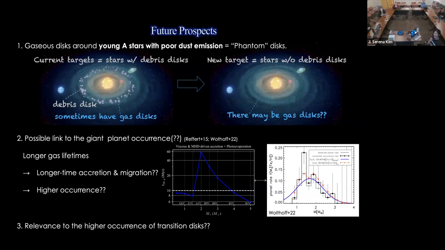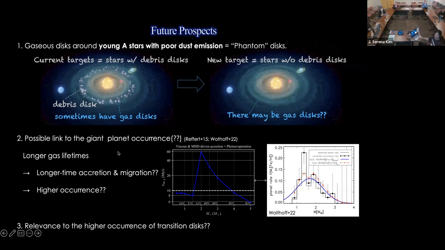The first one is gas disks around young A-type stars without dust emission. We name it a phantom disk. Currently, gas surveys are only performed for dust-bright disks. But if we look at young A-type stars without dust emission, then we may be able to detect gas disks, long-living gas disks, because the primordial origin scenario allows it.